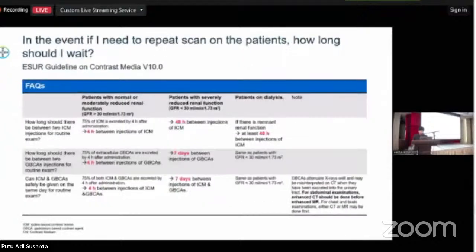The final common question is, what if the patient needs a repeat scan? How far apart should two injections be? The European contrast guideline is also based on the patient's baseline renal function. For patients with eGFR higher than 30 milliliter per minute, it is recommended that the time between two injections be 4 hours apart for both ICM and GBCA injections, and also for patients requiring ICM and GBCA on the same day. For patients with eGFR less than 30 or patients on dialysis, it is recommended to be 48 hours apart for ICM, 7 days apart for GBCA, and 7 days apart for patients who need iodinated contrast media and also gadolinium-based contrast agents.